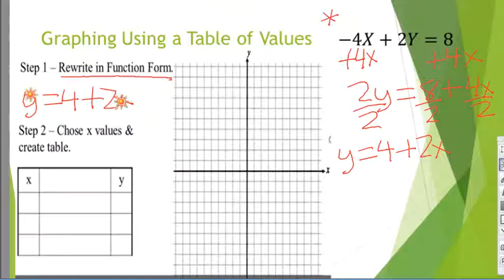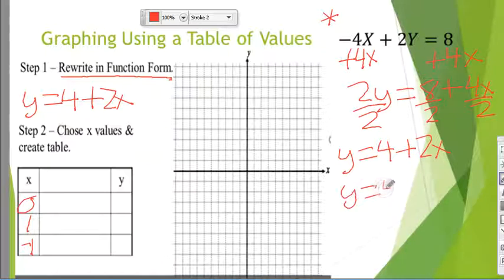So that means whatever we plug in for the x is going to determine what our y is. So let's go ahead and pick a few values here. Let's let the x be 0. Let's let the x be 1. Let's let the x be negative 1. Okay, so if we take this equation and we let our x be 0, you guys can see that 2 times 0 is 0. 0 plus 4 is 4.